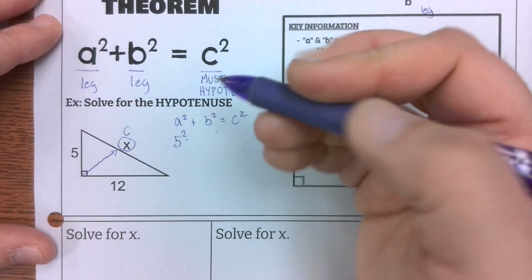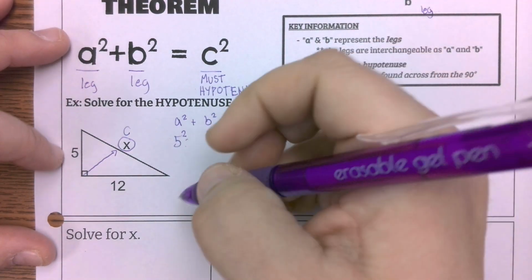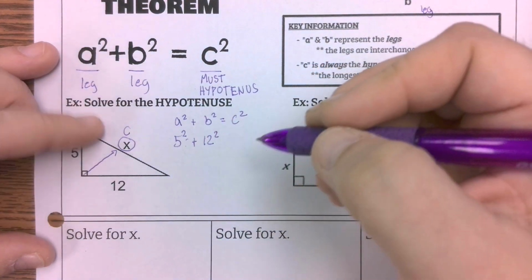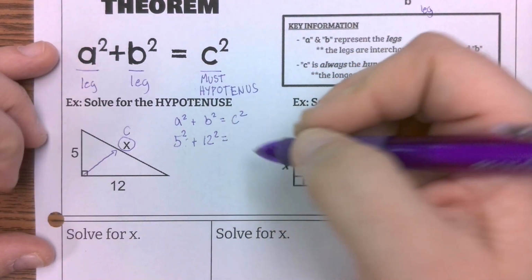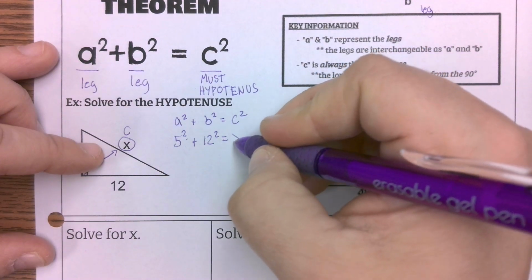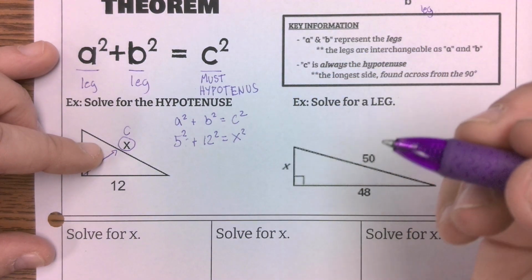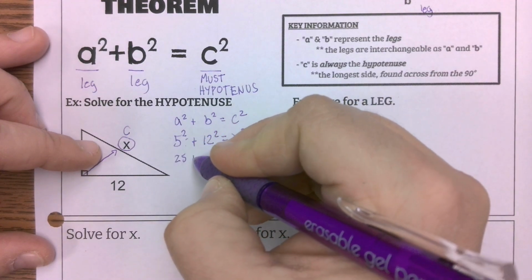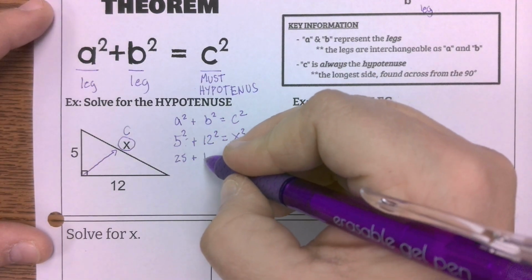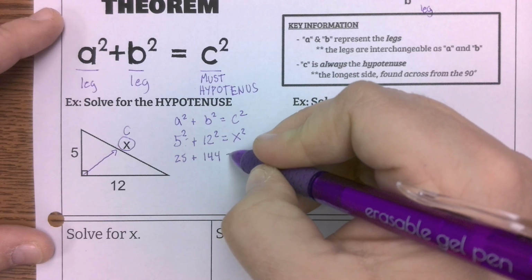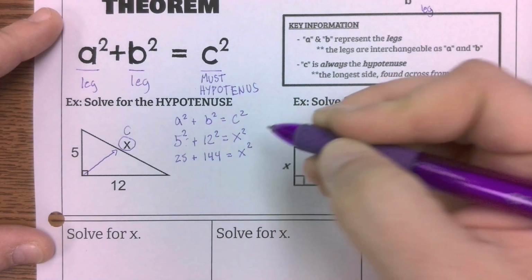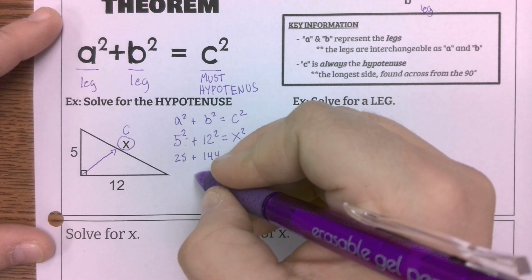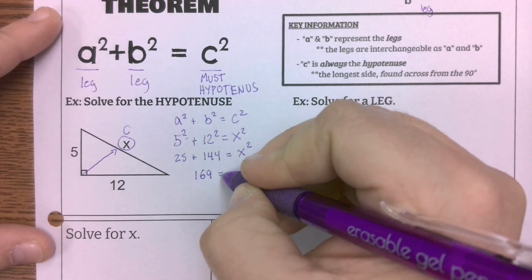A, and it doesn't matter which, 5, and I'm going to square it, and 12, squared. Our hypotenuse is going to go on the other side of the equal sign. It's going to be c, and it's also squared. Okay, then we just simplify these two. 5 squared is 25, and 12 squared is 144, and that equals x squared. Then we add these together, and we get 169 is equal to x squared.